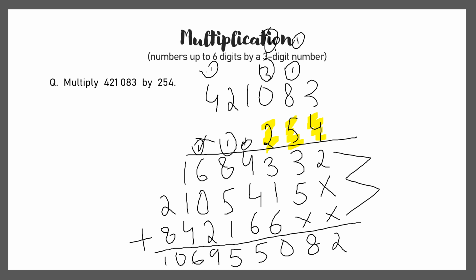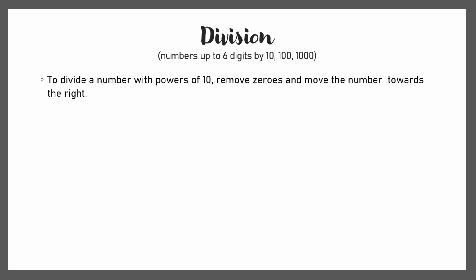Okay, so now let's move on to our next topic. Okay, now we will learn about the division. To divide a number with powers of 10. It means when we divide a number by 10, 100 or 1000, we remove zeros and move the number towards the right side. When we do multiplication, we add zeros to the right side, but when we are doing division, then we remove zeros from the right side.